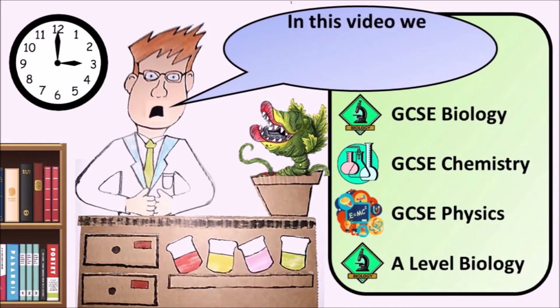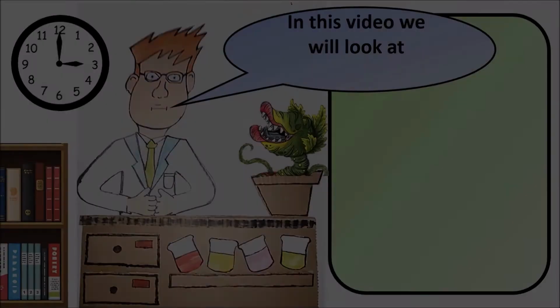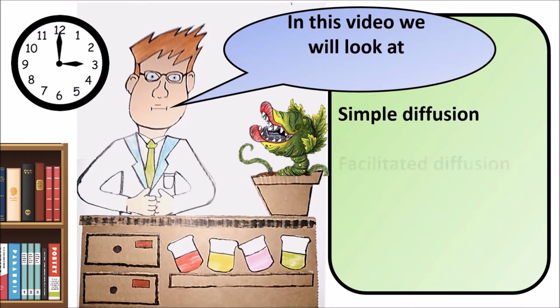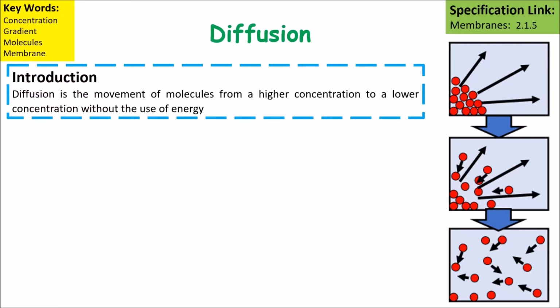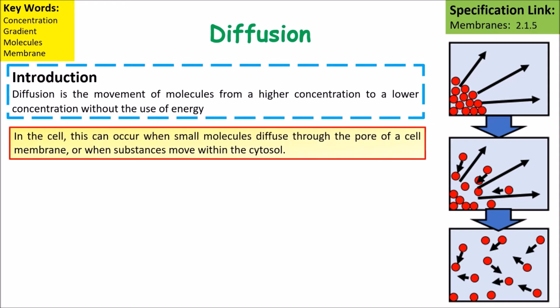In this video, we will look at simple diffusion, facilitated diffusion, and diffusion into the cell. So diffusion is the movement of molecules from an area of high concentration to an area of low concentration without the use of energy. So in the cell, this can occur when small molecules diffuse through a pore in the cell membrane or when substances move within the cytosol.